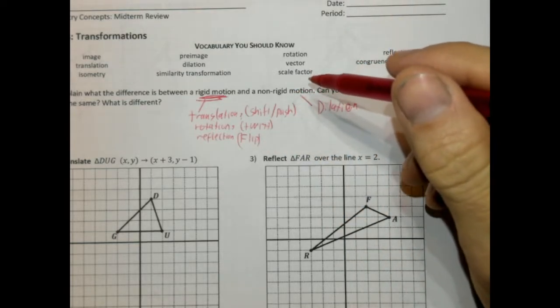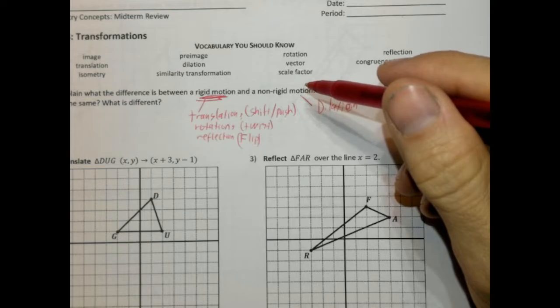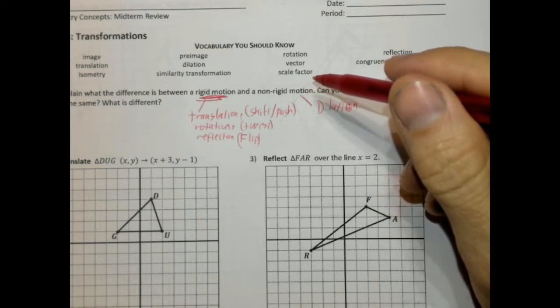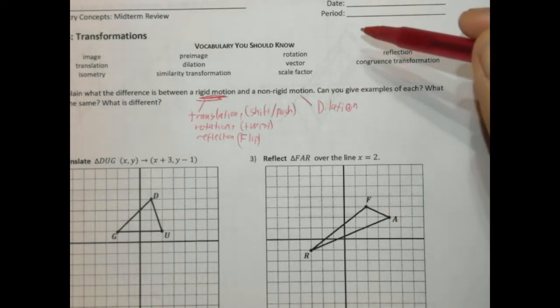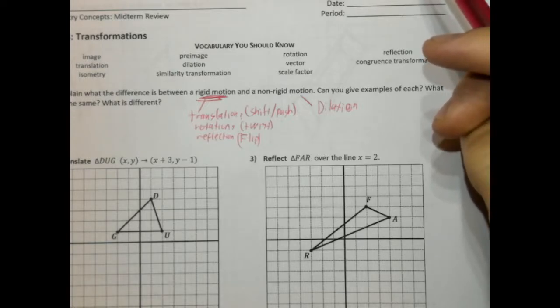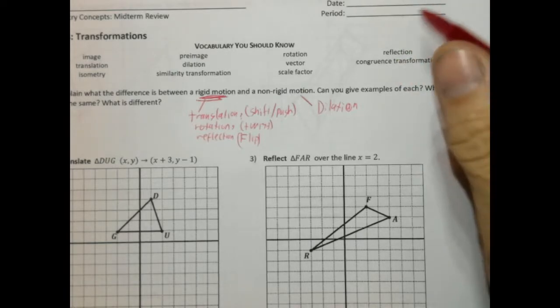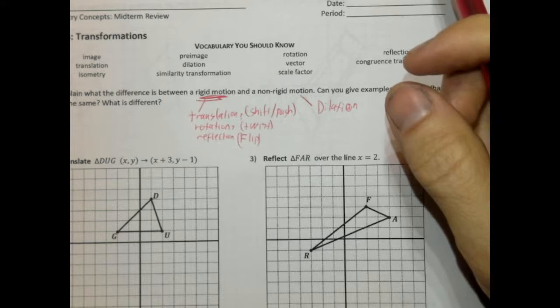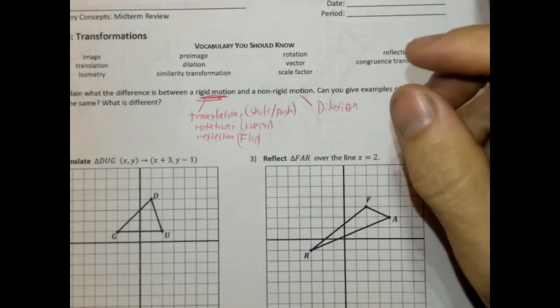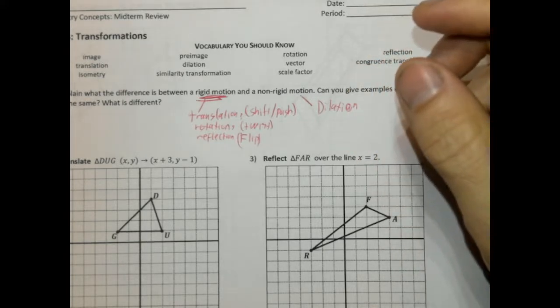Okay. A dilation does not preserve congruency. It preserves similarity. It'll have the same shape, but not necessarily the same size. And a dilation has to have a non-zero scale factor. So if it's between 0 and 1, it's going to be a reduction. It's going to shrink. And if it's larger than 1, it's going to be an enlargement. It's going to get bigger.